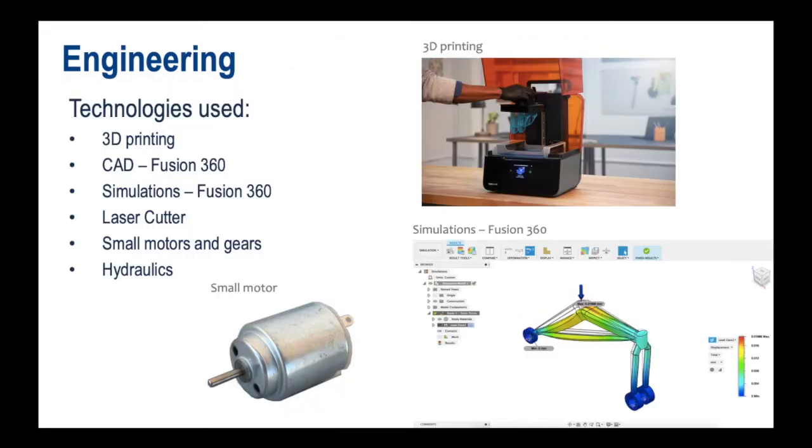And here are some technologies that are used throughout the course. We have 3D printing. We use CAD for developing our products on the computer. Then we simulate some stresses inside Fusion 360 as well. We use a laser cutter. We use the small motors and gears within our alternative energy unit, and we use hydraulics within our control systems unit.